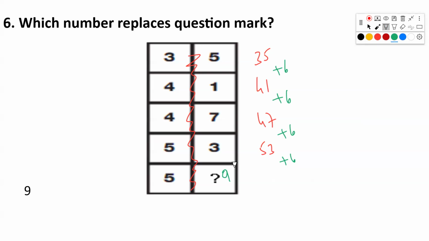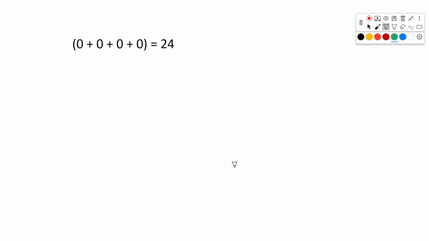Okay, so let's go forward now. So how is it possible? You can use any of the mathematical notations or whatever we use in maths. 0 plus 0 plus 0 plus 0 is equal to 24. Feel free to use any of the mathematical notations.